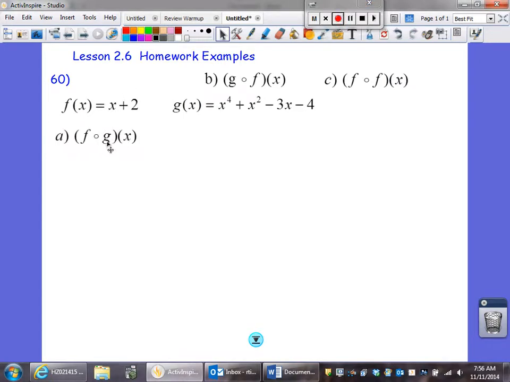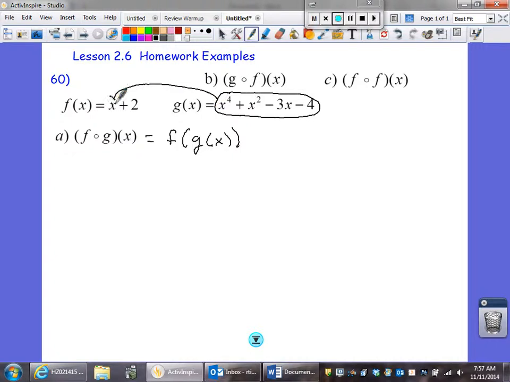It says find f circle g of x. And what that really means, they're asking you to do, is find f of g of x. So we got to put all of g inside of f. Okay, so at this point in time, here is g. We're going to take all of g, which is this right here, and we're going to put it all into f, which is this x right here.